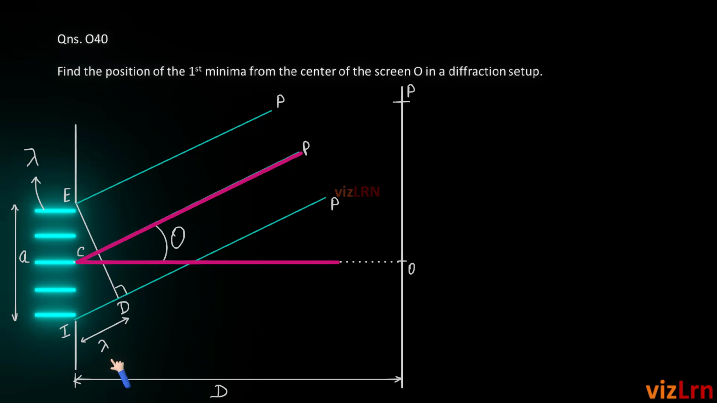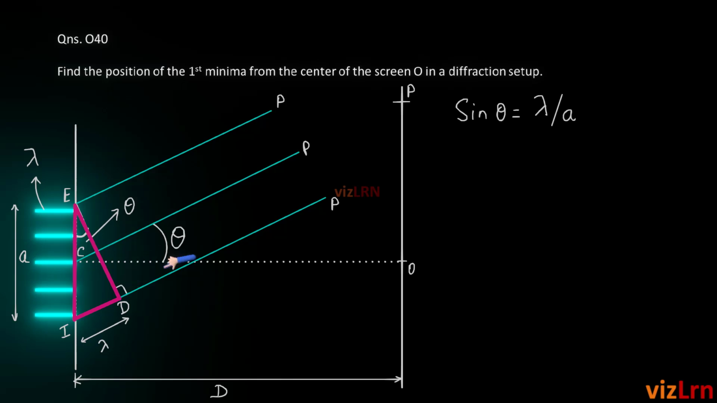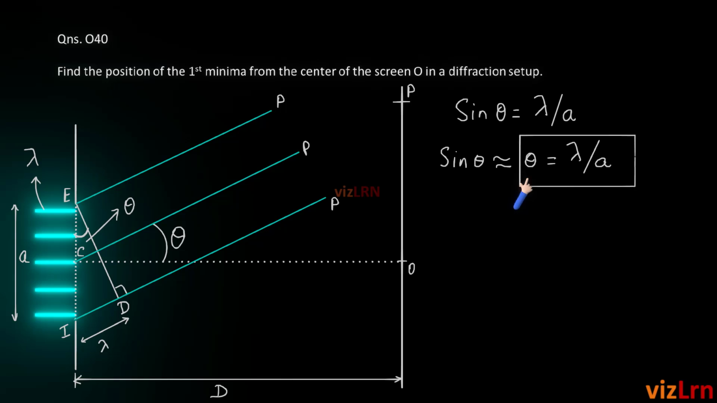So if angle PCO is theta, then by the geometry of parallel lines, angle IED will also be theta. Now in triangle IDE, angle D is 90 degrees and sine theta then is equal to lambda by A. Now since D is much larger than A and lambda, theta will be a small angle and therefore sine theta will be nearly equal to theta. That is, theta here is equal to lambda by A, which implies that the angular position of point P from line CO is equal to lambda by A.